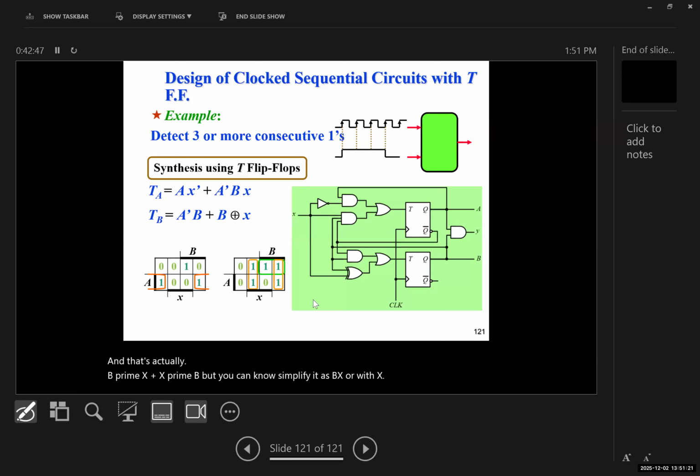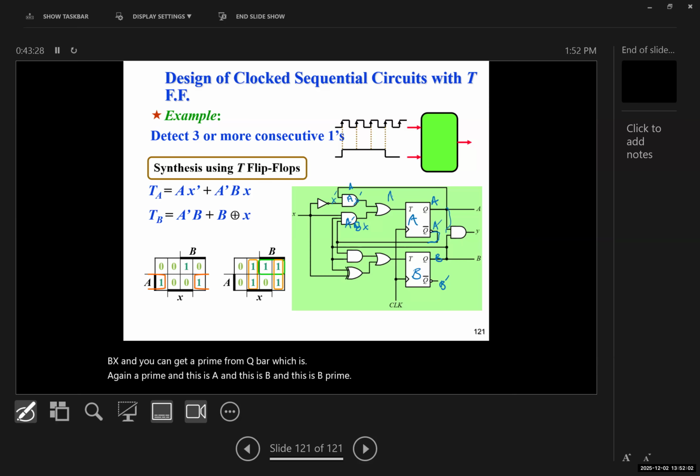Now, to draw the gates for it, the upper one is the A flip-flop, the lower one is the B flip-flop. And for the A flip-flop, by the way, this is X prime and this is A, so it's going to be A X prime. And the lower one is going to be A prime B X. And you can get the A prime from Q bar, which is, again, A prime, and this is A, and this is B, and this is B prime.